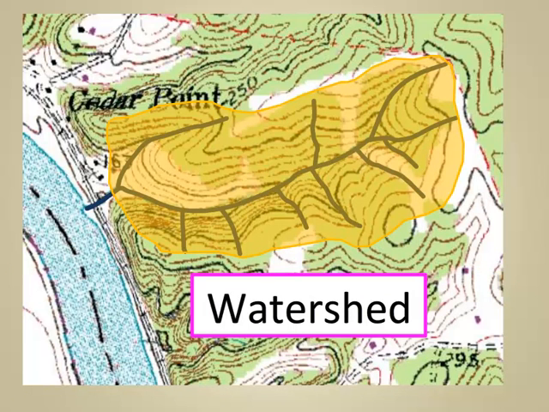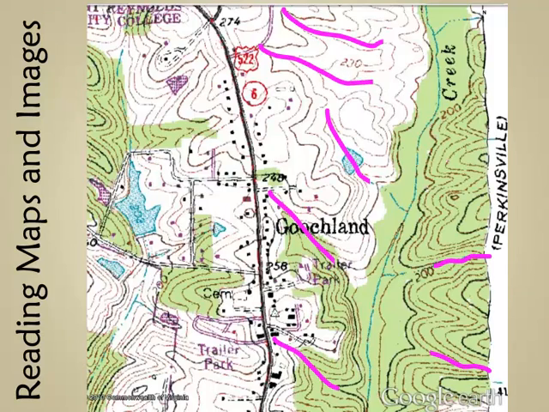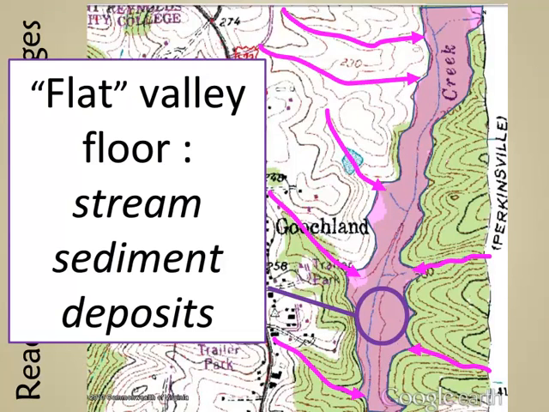The entire watershed, of course, is marked out by the outer edge of that drainage system. So here in the Goochland area, you can trace down some number of these streams through the V's and see where they flow down to the river. And of course, this would be an area down below where a lot of deposition would have occurred in the flat. So the flat valley floors are a place where stream sediments would have been deposited.